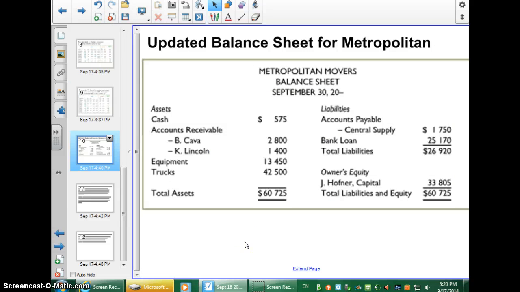Once all the transactions are completed and you have new balances for all the accounts using the equation analysis sheet, you can then compile or create a new balance sheet. So here's the new balance sheet for Metropolitan Movers as of September 30th, no longer the 29th. After one day, this is what the new balance sheet would look like.